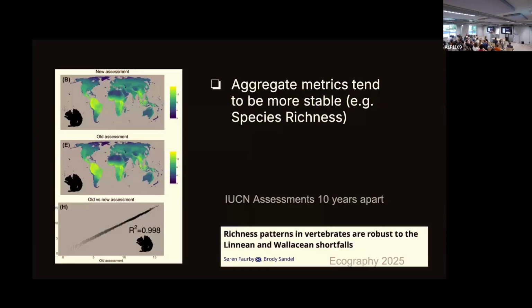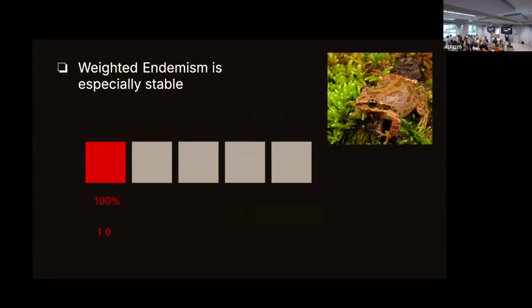We know where the biodiversity hotspots are in the world globally. We don't know it if you get really fine scale, but we know it kind of overall. And so that's why it's nice, because we can make a complete map with our models, give it to a policymaker, and be reasonably confident that that result's not going to change that much. And I think weighted endemism is particularly important because it's especially stable.